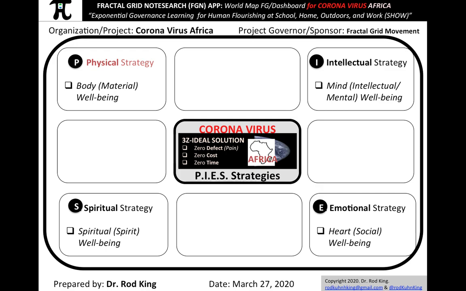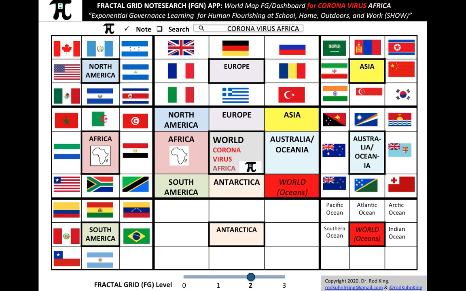In this case, our approach focuses on what we call the 3Z ideal solution. That means that the objectives should be achieved with 0 defect or pain, 0 cost, and in 0 time. So this is the approach that we are recommending that Africa should use when dealing with the coronavirus.